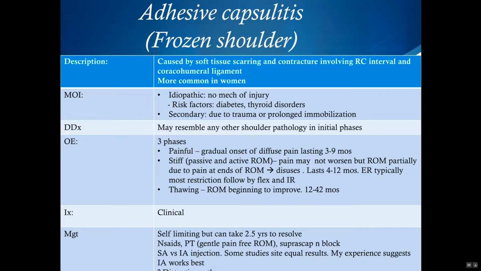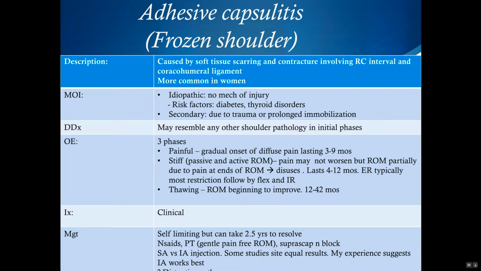In terms of the differential, it may resemble other conditions such as what we just spoke about, which is calcific tendonitis. Other things that can mimic the loss of range of motion would be osteoarthritis, large osteophytes which block the range of motion, as well as loose bodies in the shoulder. Classically, people refer to three phases: a painful, a stiff, and a thawing phase, and they can last from a few months up to a year or more.